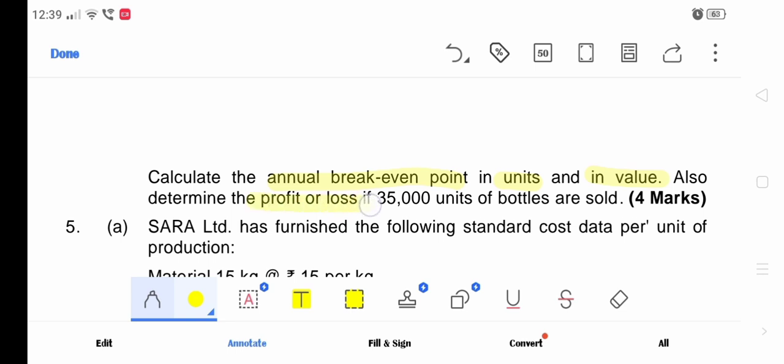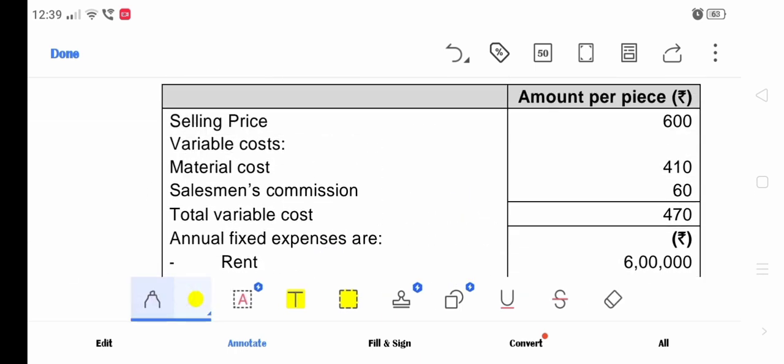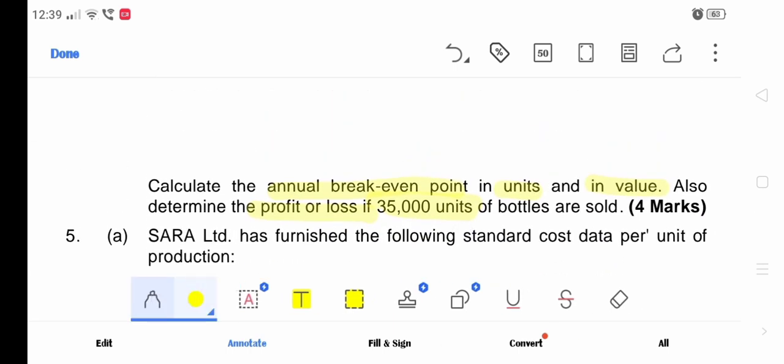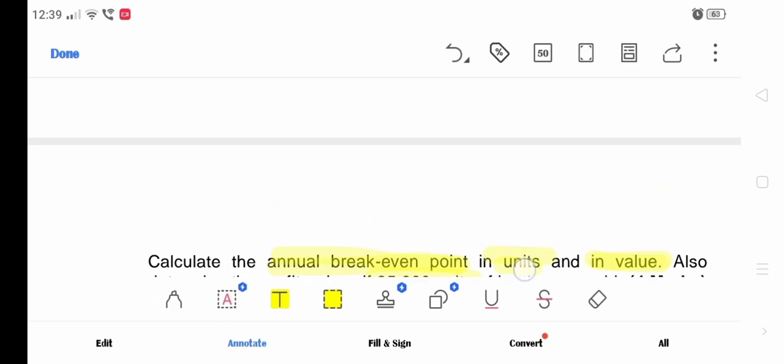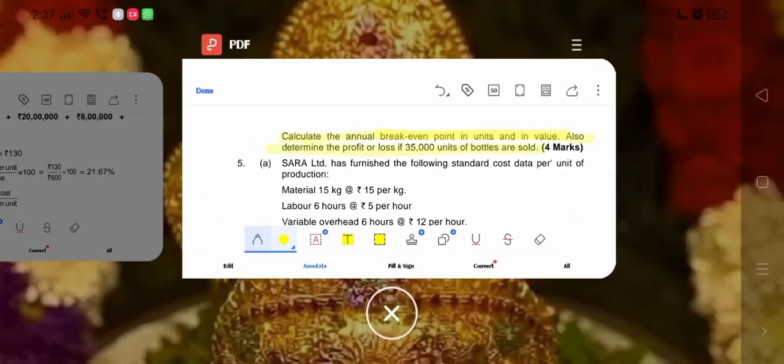also determine the profit or loss if 35,000 units of bottles are sold. So if 35,000 bottles are sold, what is the profit or loss he wants? And also with the above information of sales, variable cost and fixed cost, using that information, calculate the annual BEP in units and in value. Isn't it simple, guys? So the question explanation is completed. Now let's quickly understand the answer part.